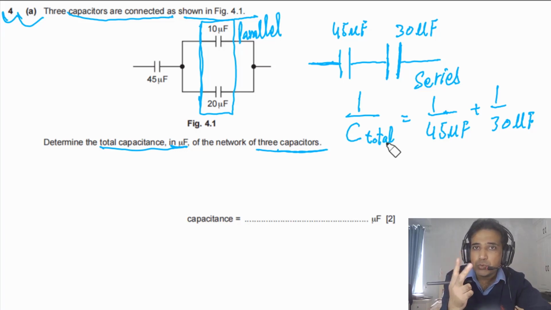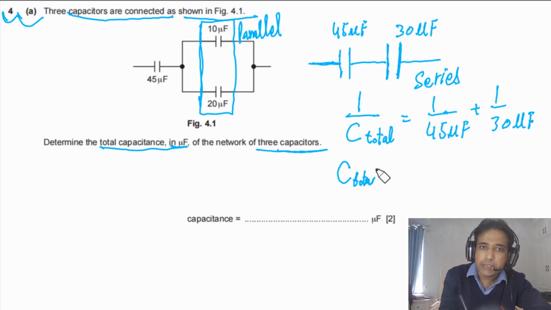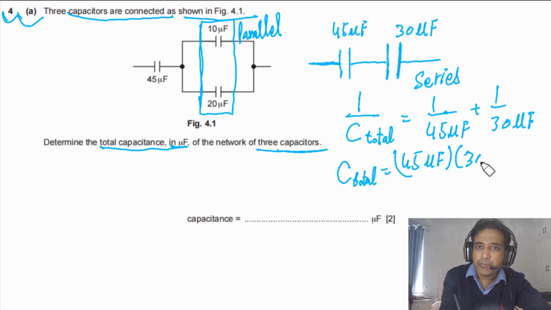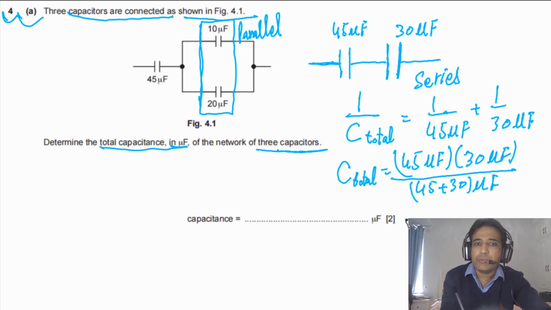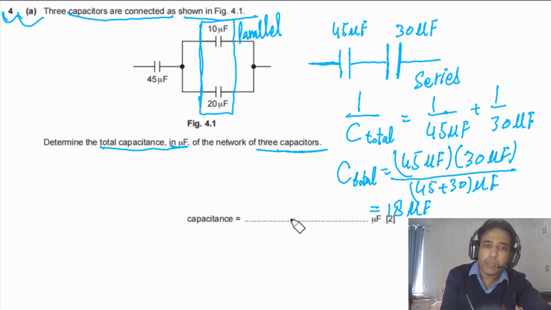As we have only two capacitors connected in series, simply you can say C total equals 45 microfarad multiplied by 30 microfarad divided by the sum of these two, 45 plus 30 microfarad. Now if we solve this one, we will get 18 microfarad. So this is the final answer. The unit is microfarad, so simply you can say this is 18.